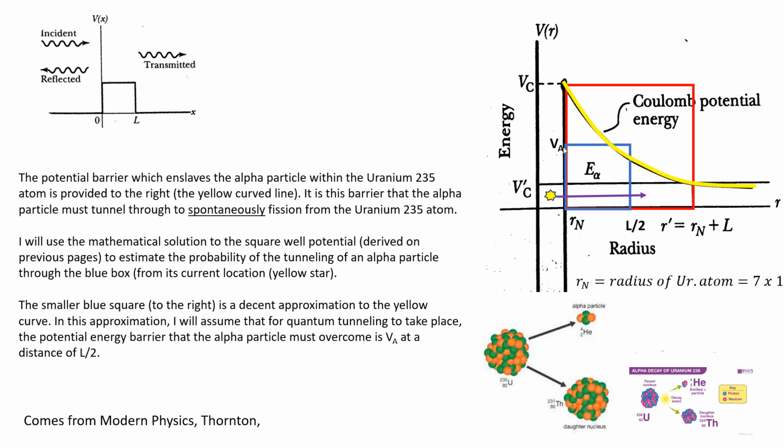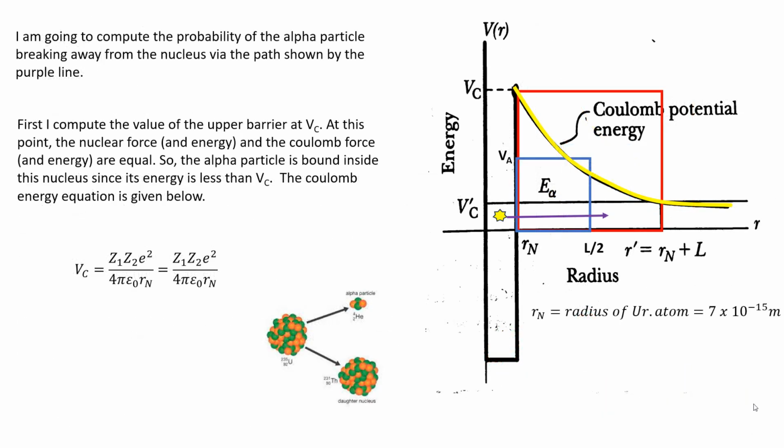Okay, so again, this is going to be simpler to deal with. I can use the equations on the previous page to compute the probability of tunneling through this versus this, but again, it'll be a fair approximation. Okay, so next I'm going to compute the probability of the alpha particle breaking away from the nucleus via the path shown by the purple line. Okay, so here is the barrier which it must penetrate. And again, it doesn't have enough energy to come over it like this. So via quantum tunneling, it's going to tunnel through like this.